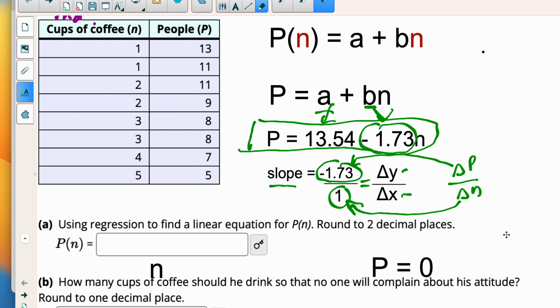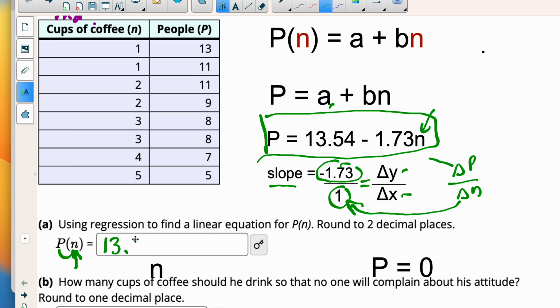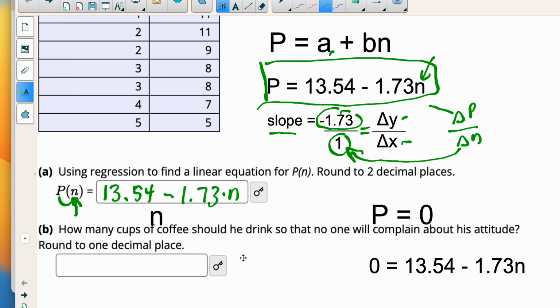This here says use regression to find a linear equation. Well, all you had to do was put it into Rossman-Chance. This equation right up here is what it's asking for. The reason it's written with N is that instead of writing x here, it wants you to put N in. So P, the number of people that complain, depends on N, the number of cups of coffee. P equals 13.54 minus 1.73 times N. That's all it wants. It just wants you to pull that regression equation from Rossman-Chance.